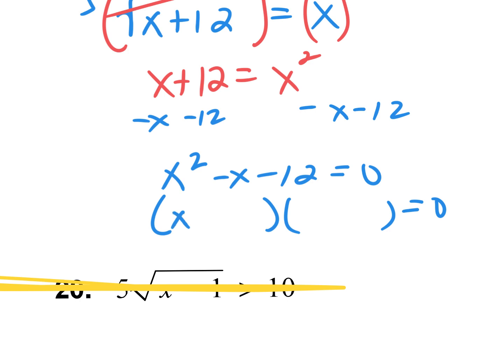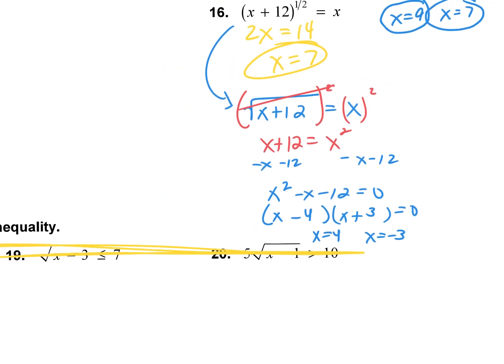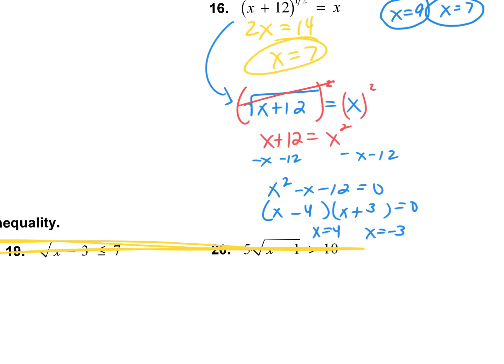What is it? 4 and 3. Good. What kind of 4? What kind of 3? Negative 4, perfect, positive 3. So you have two values here. You have x equals 4 and x equals negative 3. Do we just assume that they both work? No, we have to plug them in and check.